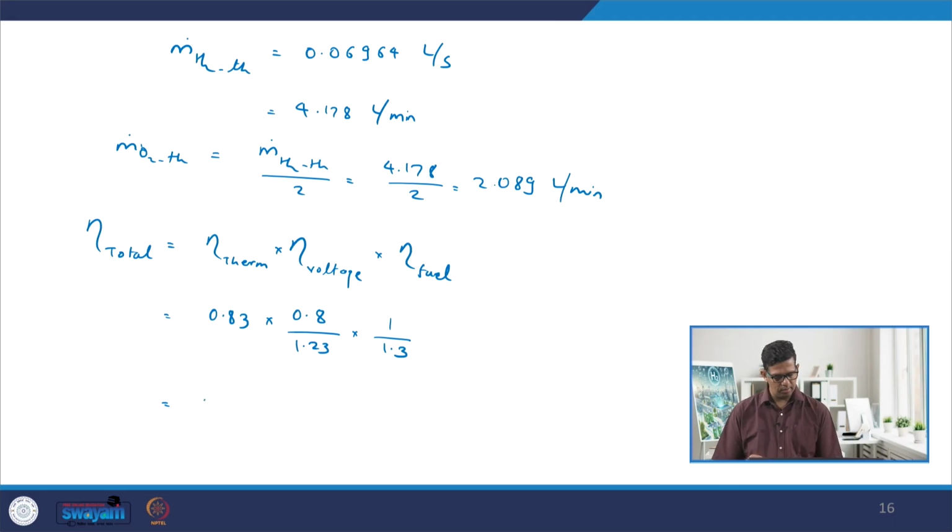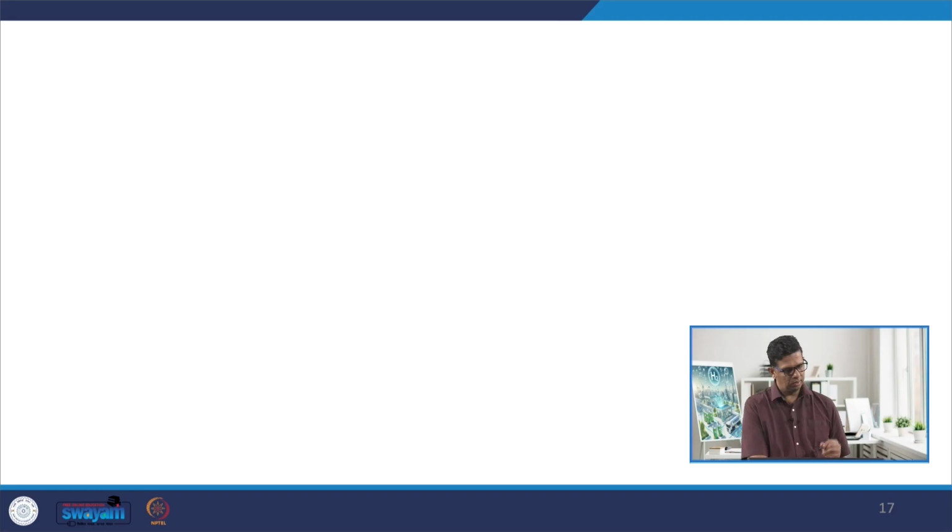So, it comes somewhere around close to 0.4153, which is around 41.53%. So, this is my total efficiency for the first operating point. So, we need to do the same for the rest 2 points. So, let us see and find out how we can do it.